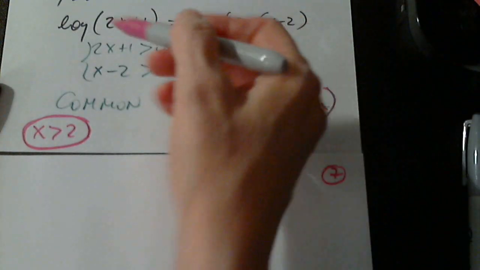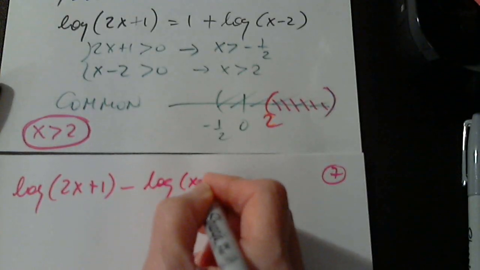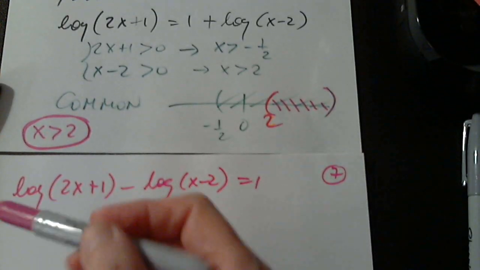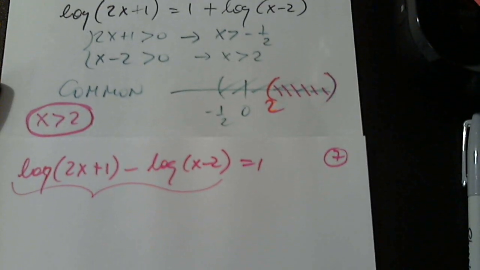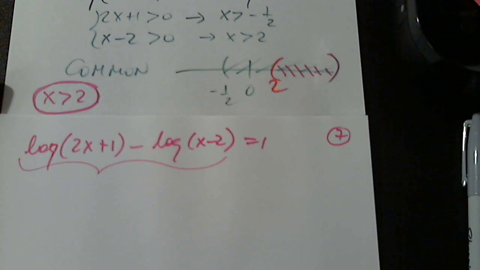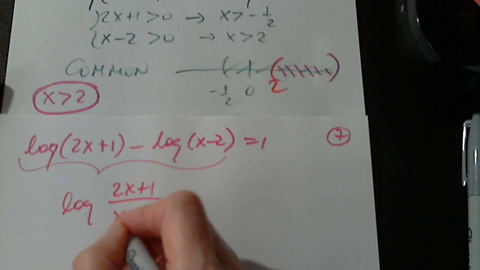I will move this log to the other side. So I have log of 2x plus 1 minus log of x minus 2 equals 1. Can anyone refresh our memory on how to condense the left-hand side? How do we condense a difference of logs with the same base? You divide what's in the parentheses? Yes. So we have log. Thank you so much for saving us again.